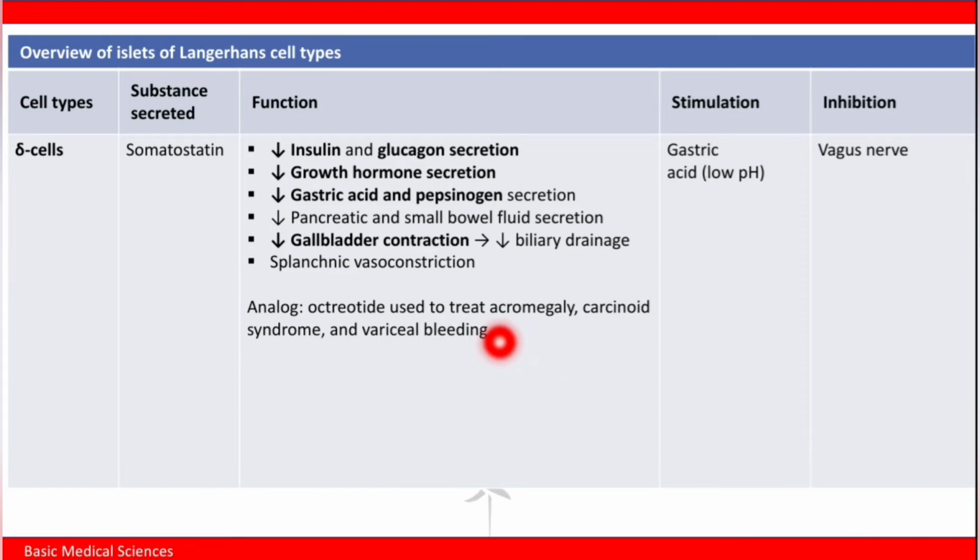So what stimulates secretion of somatostatin is gastric acid, like low pH, right? If it is acidic. And inhibition: somatostatin is inhibited by the vagus nerve, right? The vagus nerve is parasympathetic. It produces acetylcholine, and through a cascade of reactions, it will end up inhibiting the production of somatostatin.